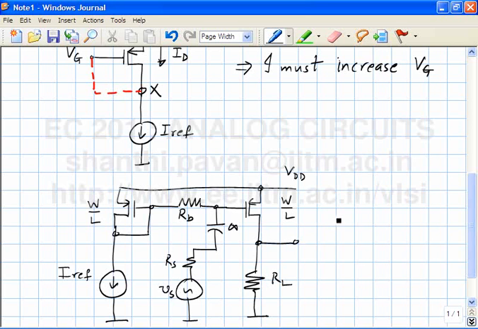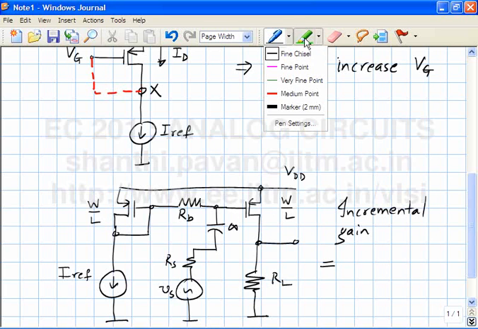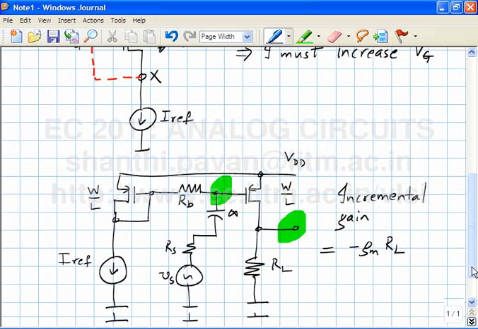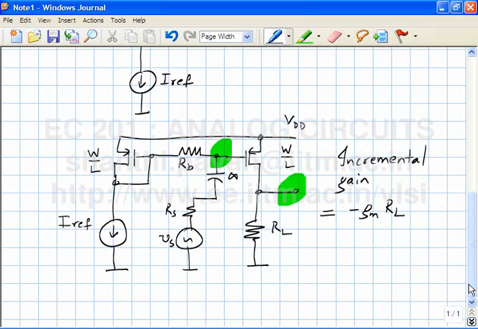What is the incremental gain? If RB is much larger than RS, then the incremental voltage at this node is approximately Vs. So what is the incremental voltage at the drain? It's minus GM RL, provided the transistor is operating in saturation, which means, how would I ensure that the transistor is operating in saturation?